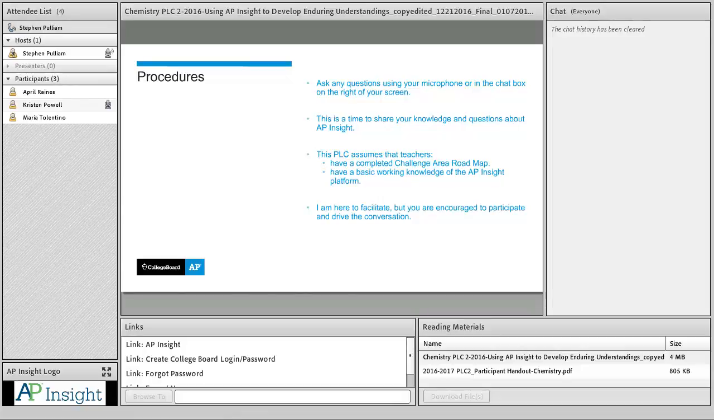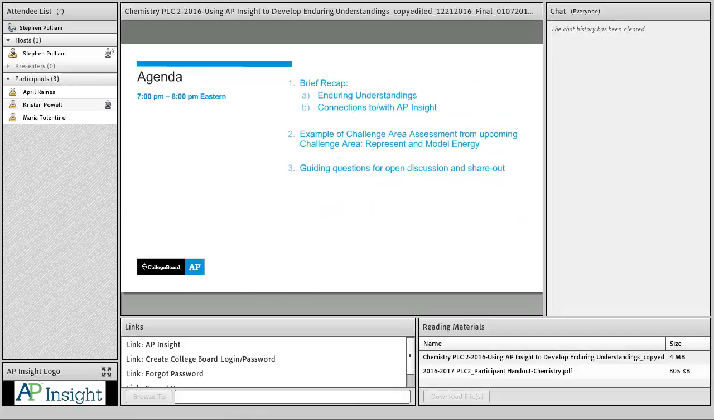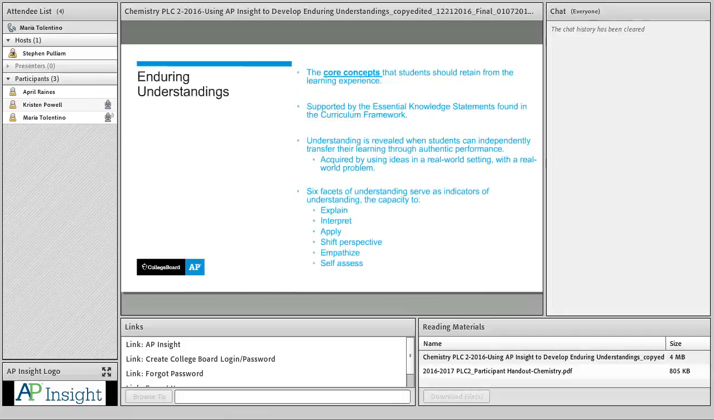Okay, all right. So tonight, here's the overall plan. We're going to talk about what enduring understandings are. We're going to look at the connections there with AP Insight. Then we're going to spend some time looking at a specific challenge area assessment, representing and modeling energy. And then at the end, we'll have a little time to share and ask each other questions and hopefully have some rich discussion. So let's go ahead and dive right in.